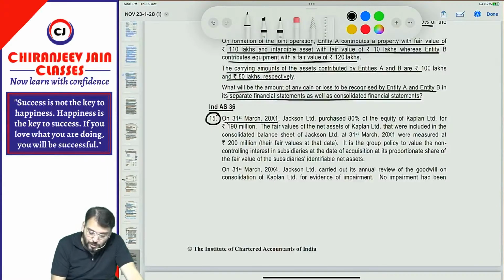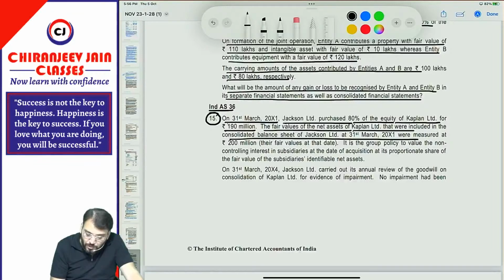On 31st March 2001, Jackson Limited purchased 80% of the equity of Kaplan Limited for rupees 190 million. The fair value of the net assets of Kaplan Limited that were included in the consolidated balance sheet on 31st March 2000 was measured at 200 million. Correct? It is the group policy to value the NCI in the subsidiary at the date of acquisition at its proportionate share of the fair value of the subsidiary's identifiable net assets.